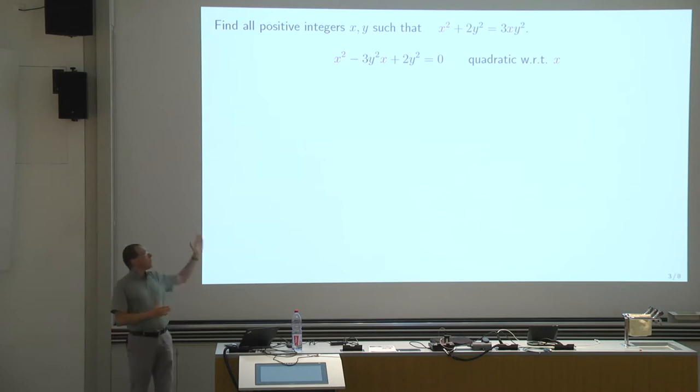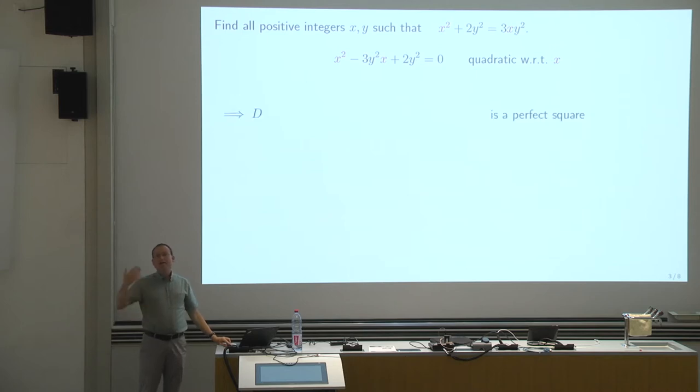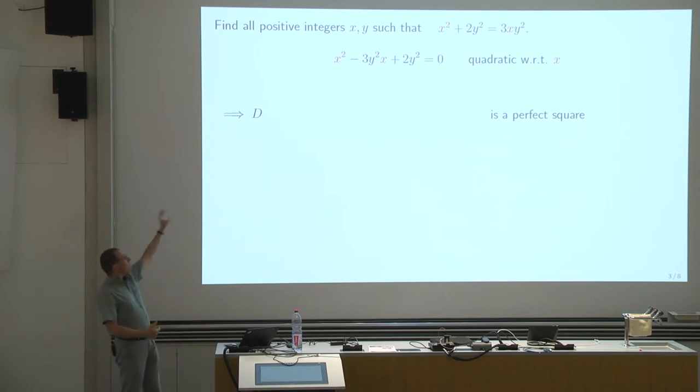To put it differently, how would you analyze the values of y for which this equation has a solution in positive integers? Something has to happen. There is a restriction on y. Absolutely, the discriminant has to be a perfect square. It will necessarily be positive. y has to be so that the discriminant is a perfect square. Let's find those values of y for which the discriminant is a perfect square.